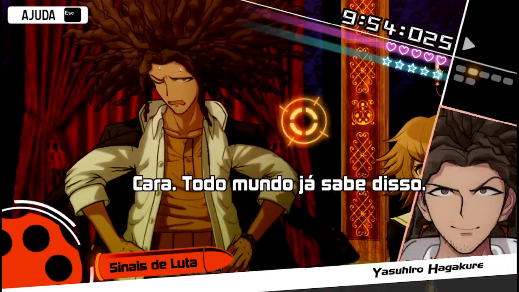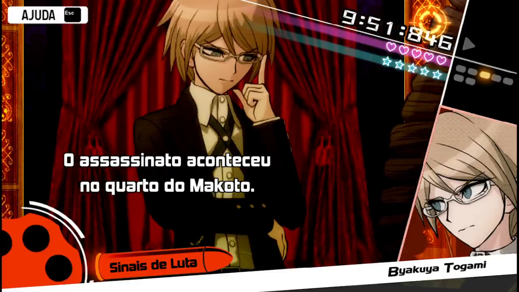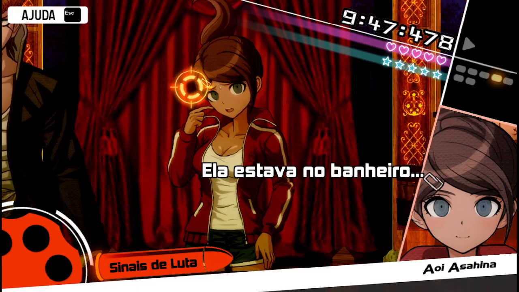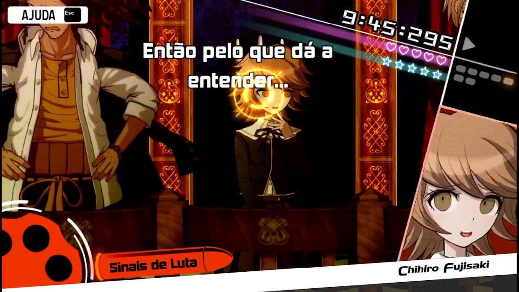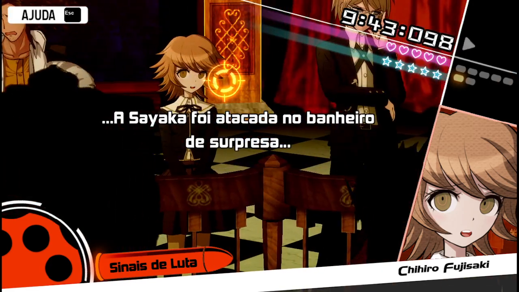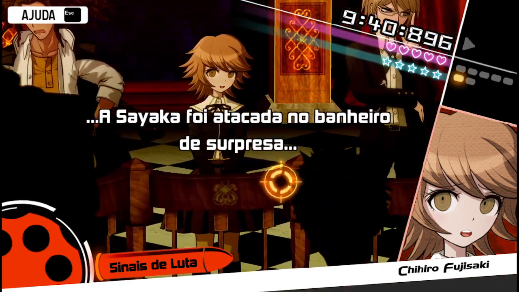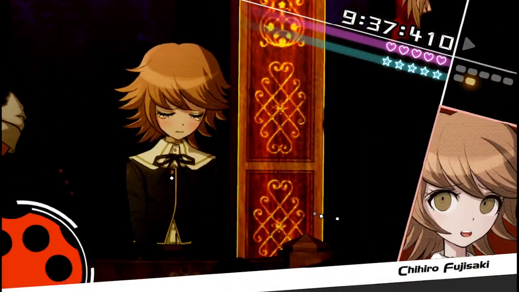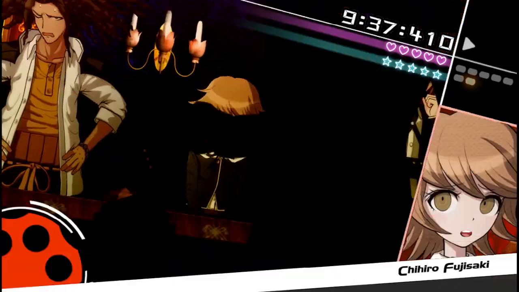Yeah, we know that part already. And the murder took place in Makoto's room. In the bathroom. So it seems most likely that the killer must have taken her by surprise while she was in the bathroom. She didn't even have a chance to resist. No, that's wrong.